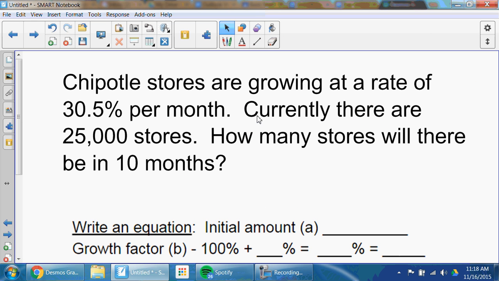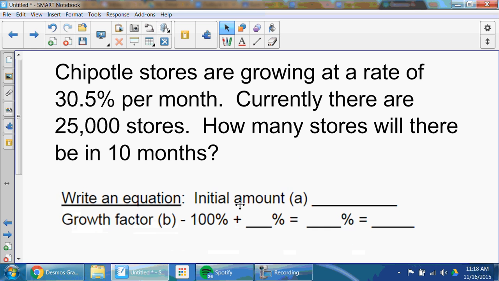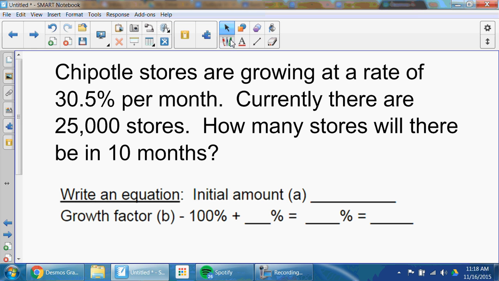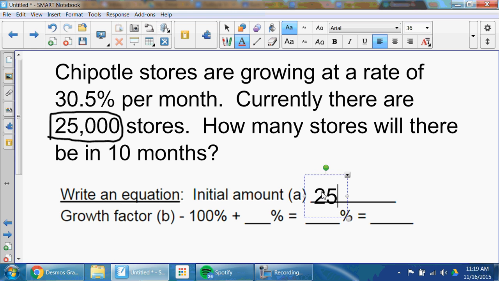Chipotle stores are growing at a rate of 30.5% per month. Currently there are 25,000 stores. How many stores will there be in 10 months? I got to find my initial amount. My initial amount is never in our problems going to be a percent. It's always going to be a whole number. So I've got 25,000 stores that I can put in as my A amount. That's my A value. My B value is my percent.